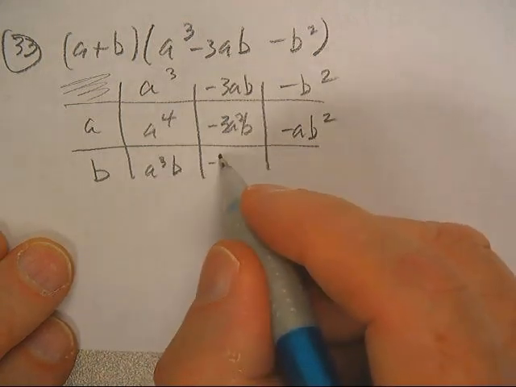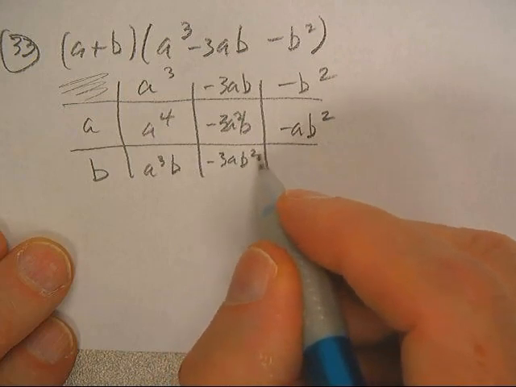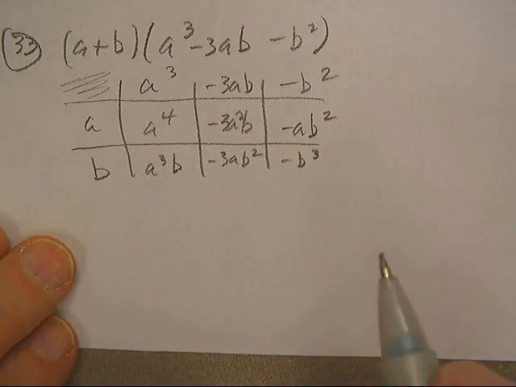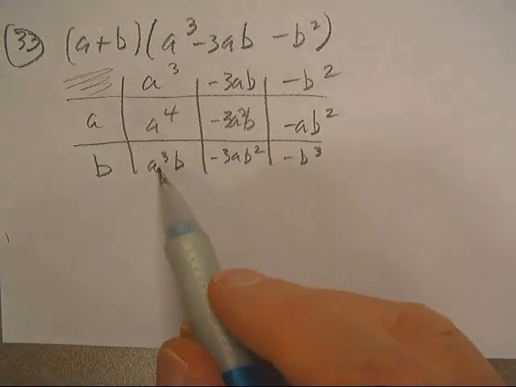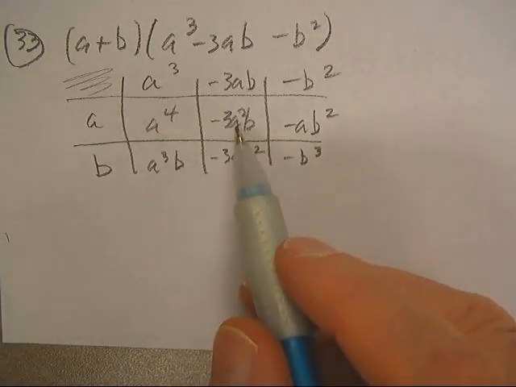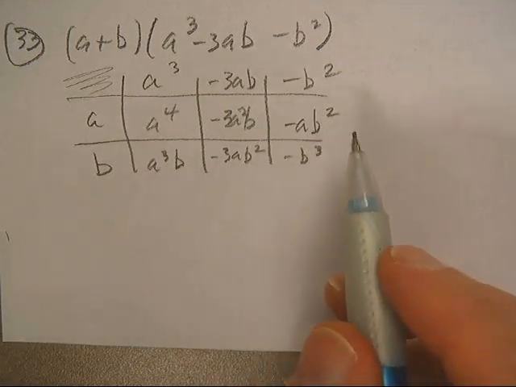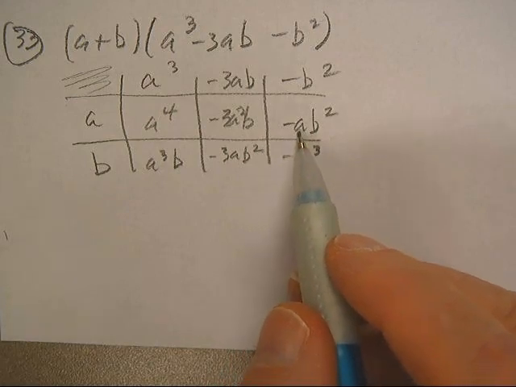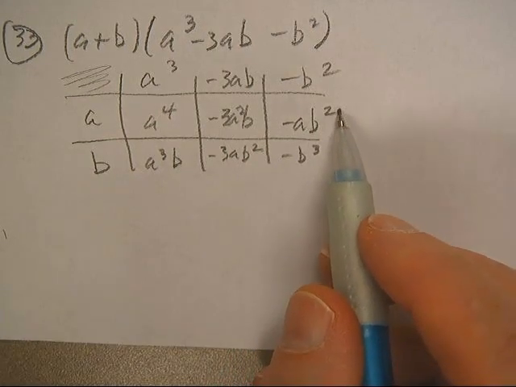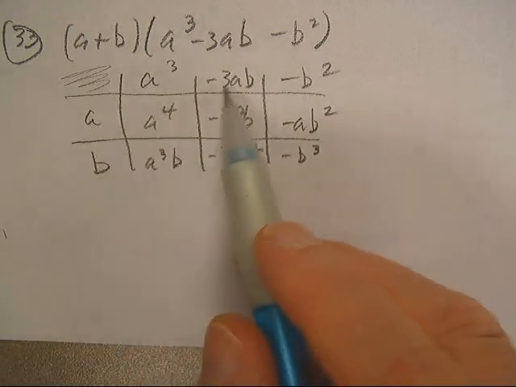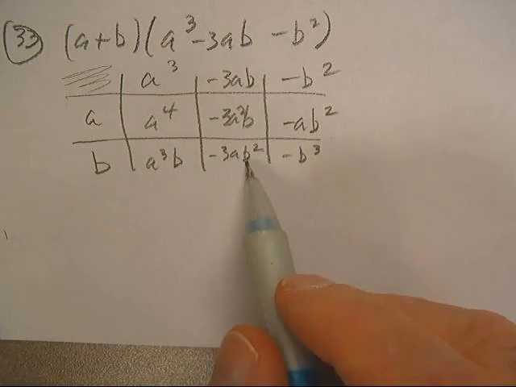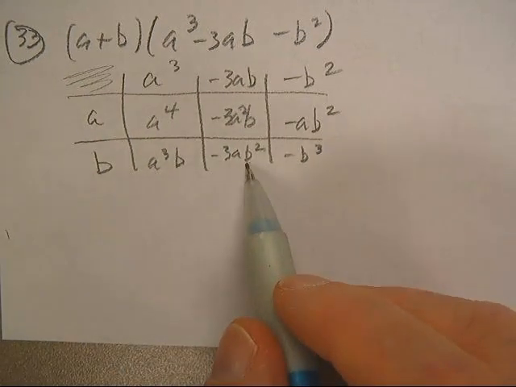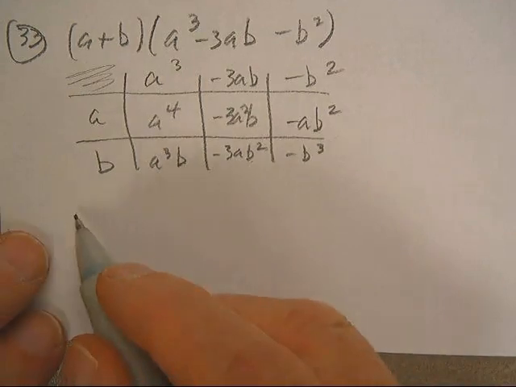B times that one, negative 3ab squared, negative b cubed. Now we want to be really careful because look, this is a cubed b and that's a squared b. Those aren't like terms. This is ab squared and that one is ab squared. Look at that. B times b, b squared. So those two are the same.